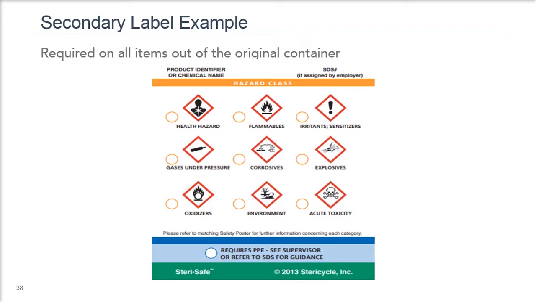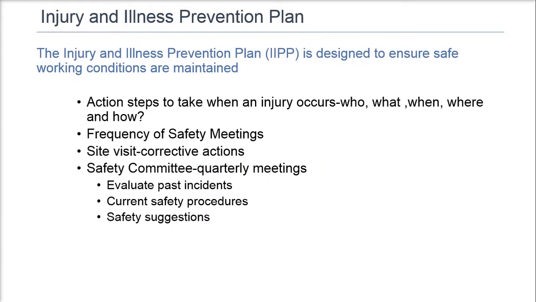The Injury and Illness Prevention Plan is designed to ensure a safe working place. It includes actions and steps to take when an injury occurs, for example, the who, what, when, where, and how, frequency of safety meetings, site visits and corrective actions, and the Safety Meeting Committee. Safety Committee meetings actually take place on a quarterly basis, and we evaluate past incidences, current safety procedures, and safety suggestions.